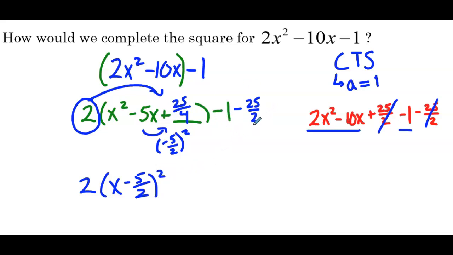And now in order to combine these terms, we need a common denominator. So 1 could become 2 over 2. So we'd have minus 27 over 2. So a little bit harder here because not only did we have to deal with the coefficient of x squared, we had an odd coefficient of the x, which created fractions in our technique of completing the square.